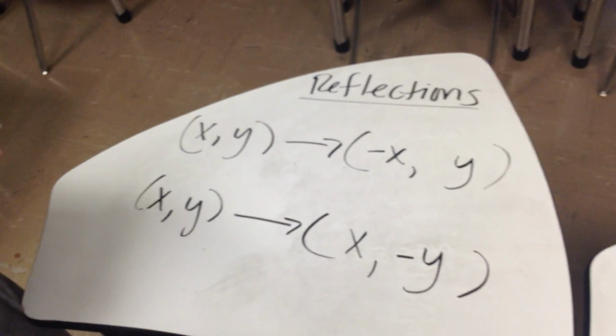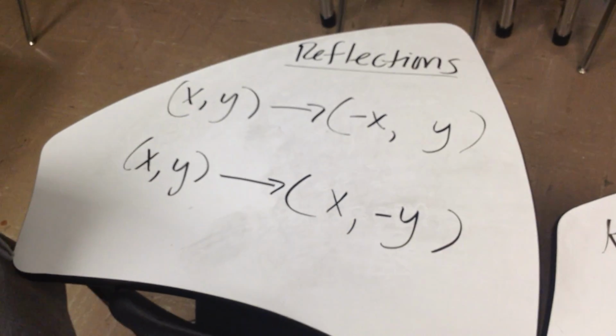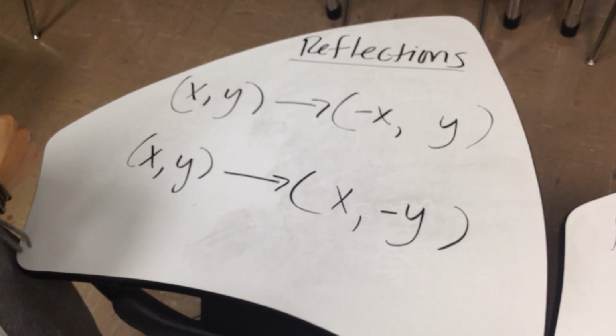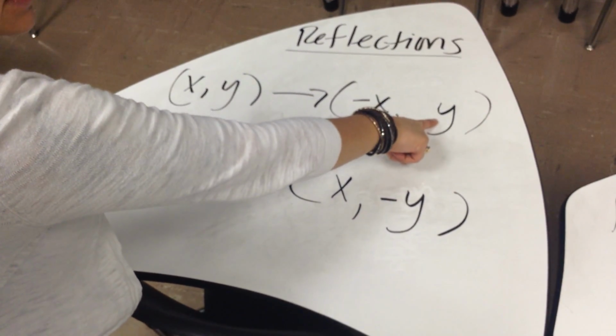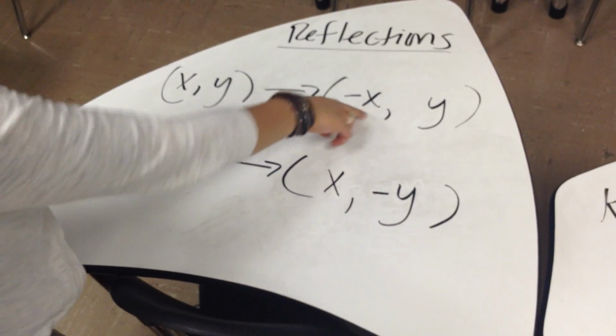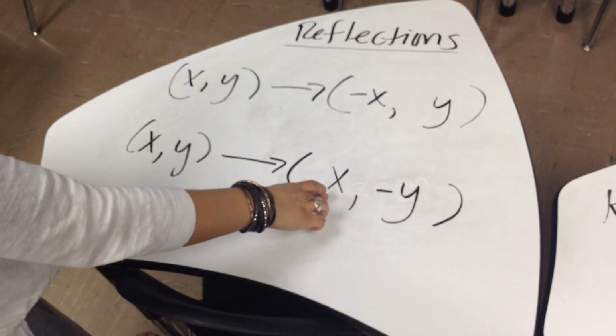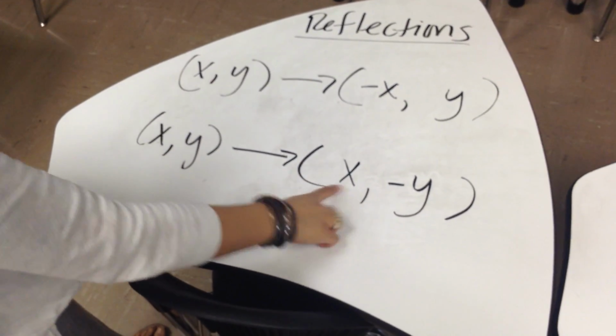Okay. Now we're going to move on to transformations. All right, really quickly, we know reflections flip. Whatever axis it reflects across, that coordinate is going to stay the same. So this one is going to be a reflection across the y-axis because y is staying the same. And here you can see x changed. The next one, x stays the same, so it reflects across the x-axis, and y changed.